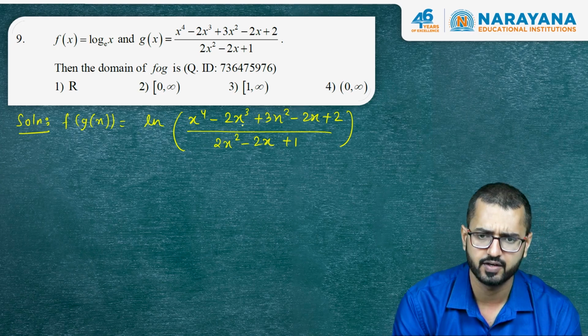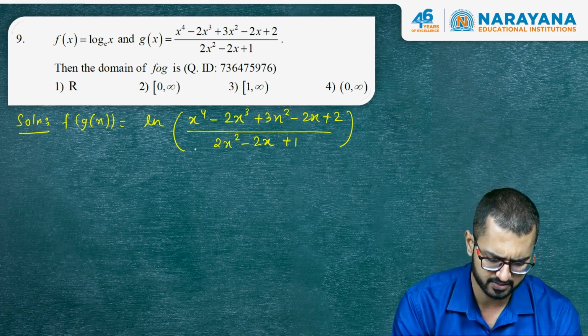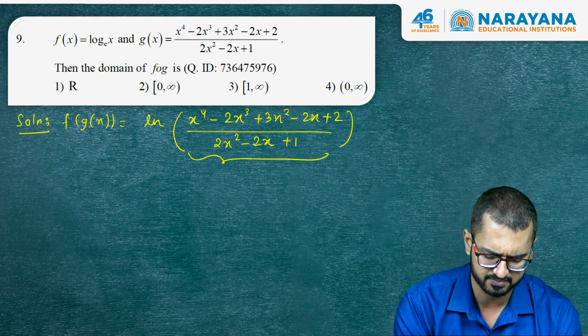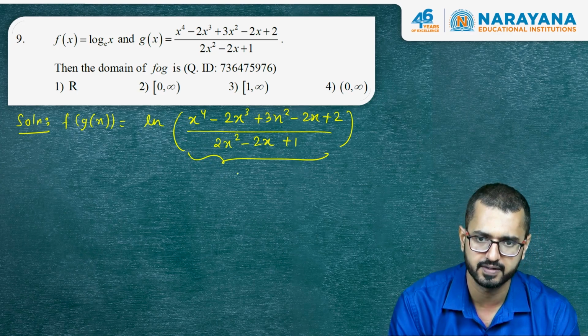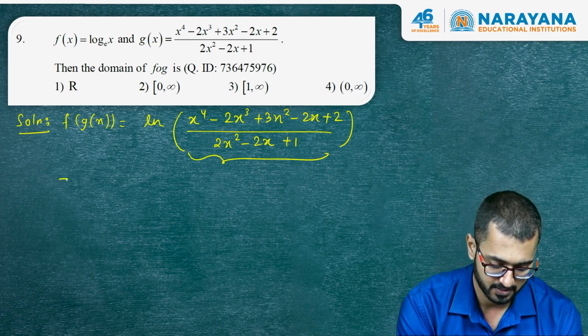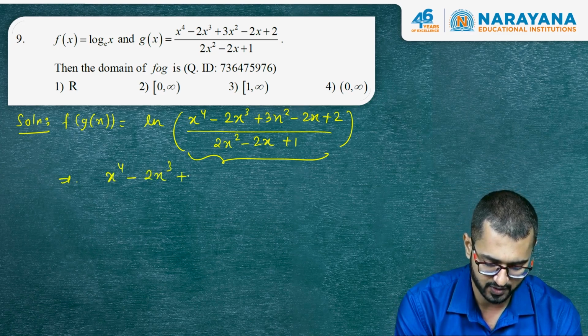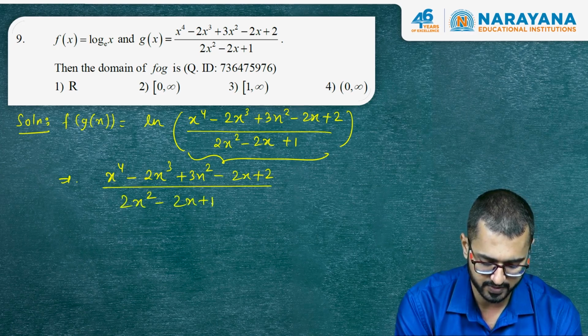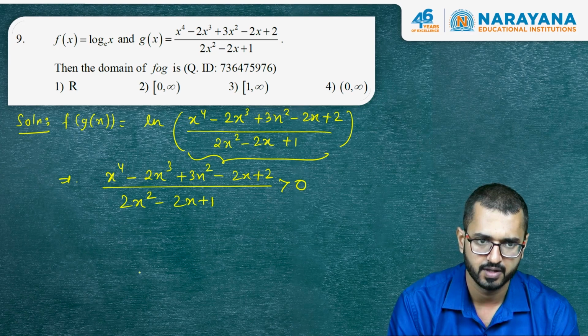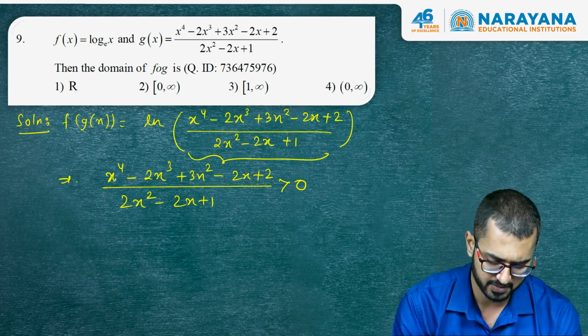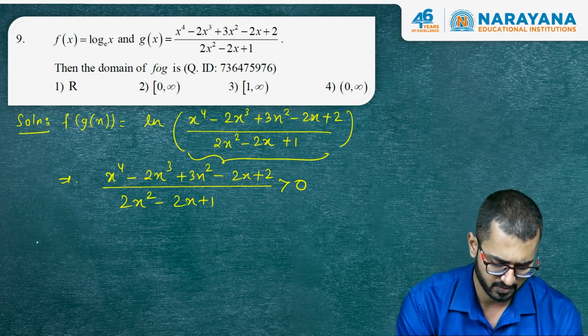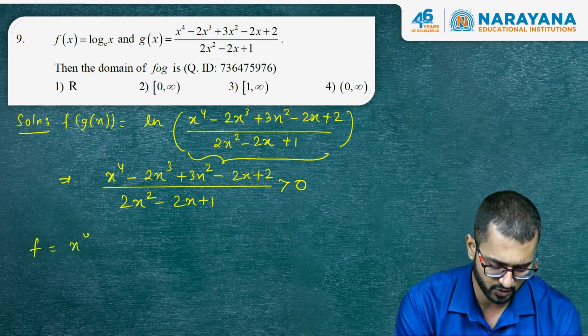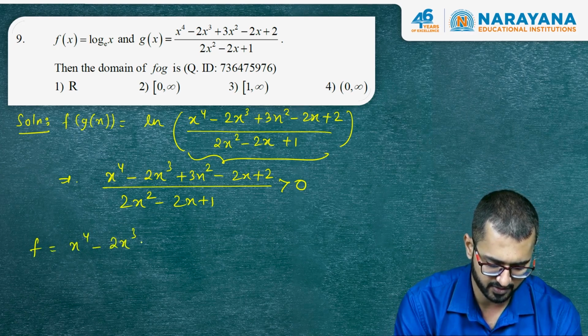They just want the domain of this function. For finding the domain, the quantity inside the argument of the logarithm should be defined and should be more than 0. That means x power 4 minus 2x cube plus 3x square minus 2x plus 2 over 2x square minus 2x plus 1 should be positive. Here we'll think of applying the wavy curve, but the problem is, can we factor this out? So we'll take f as the numerator only and see what its behavior is.